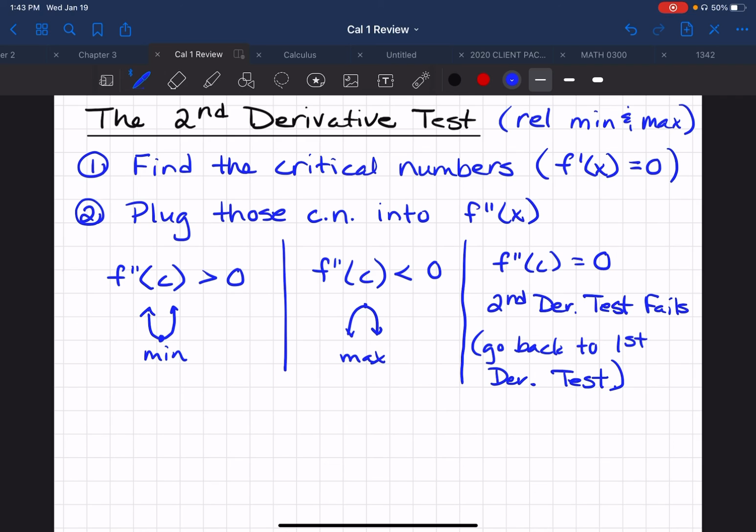Okay, so that's kind of a little cheat sheet on finding all your mins and maxes, concavity, and points of inflection.